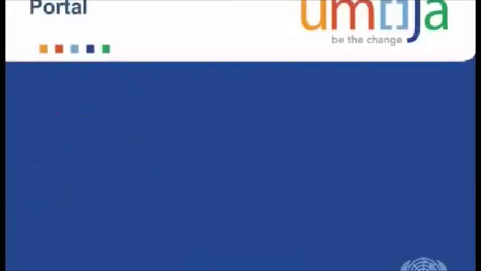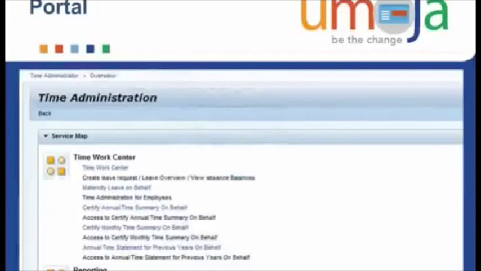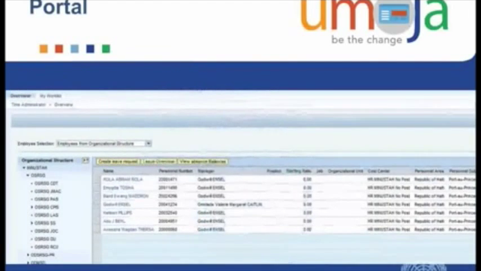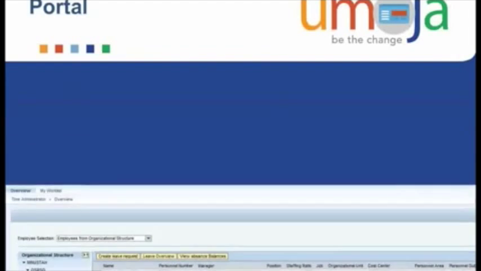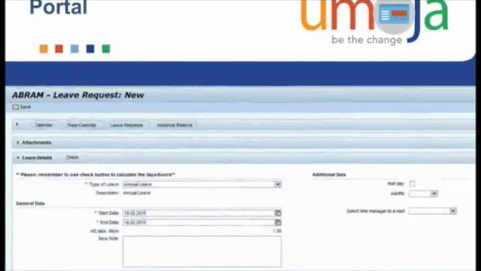Remember we talked about ESS portal earlier? What is a portal? A portal is an entry point to aggregated information. As it is intended for use by a large audience for self-services, it's primarily designed for ease of use. Here, please take a look. This screenshot shows the portal page of a time administrator in Umoja. This portal screenshot shows the team members that a time administrator in MINUSTAH is handling. And this portal screenshot shows a time administrator in the process of creating leave requests on behalf of a staff member.